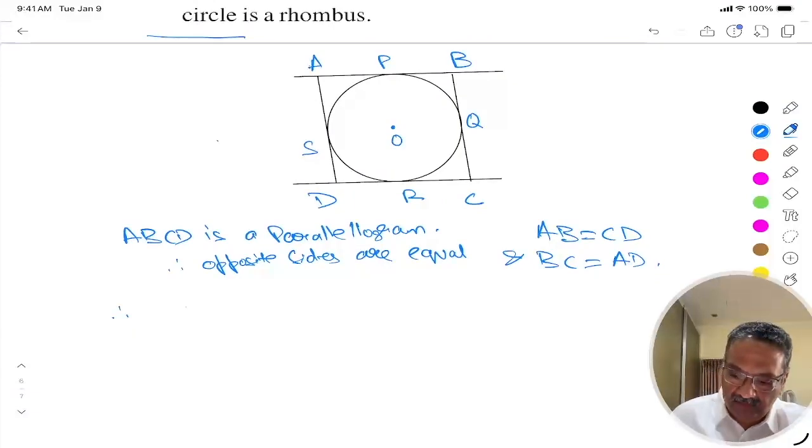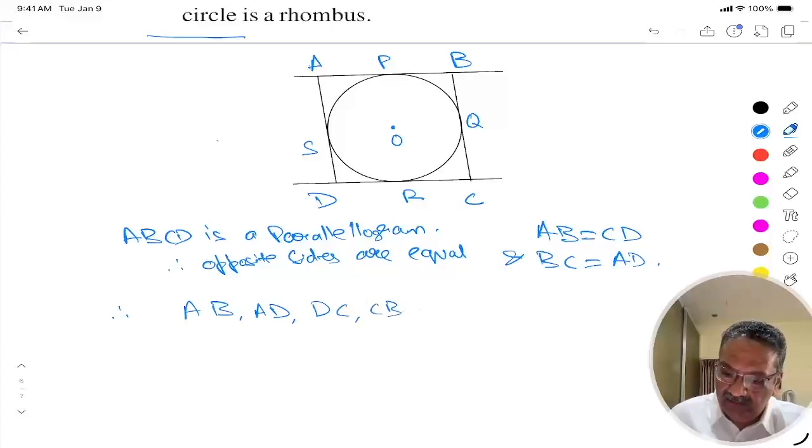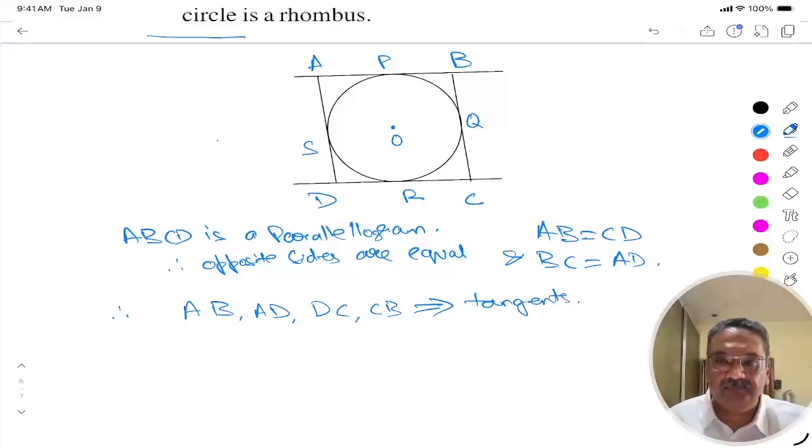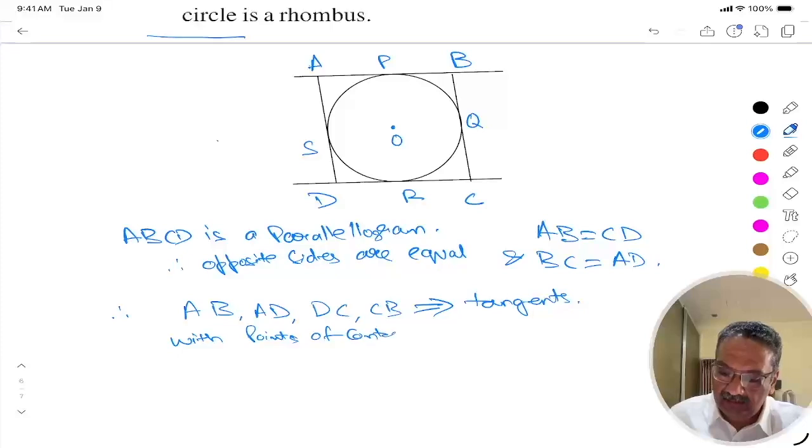Therefore AB, AD, DC, CB are all tangents, with points of contact being P, Q, R and S.